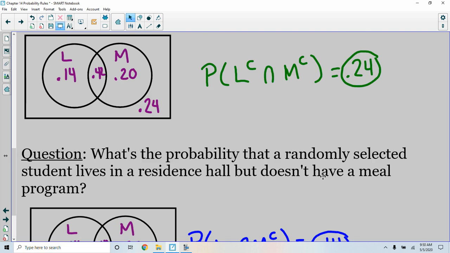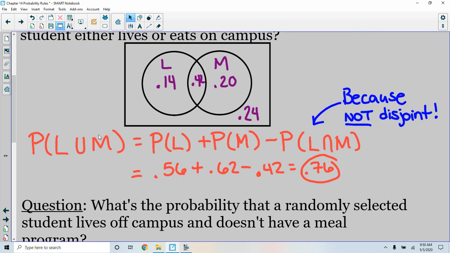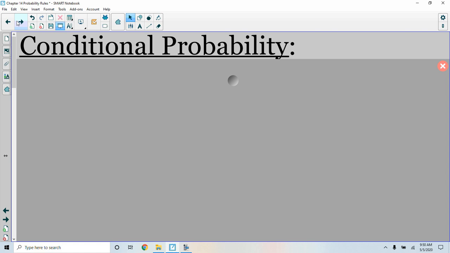Now these second two probabilities were and probabilities. This formula up here goes with an or probability when we don't have disjoint events. And I know I'm going through these fast. I'm trying not to make this a super long video. Just trying to do the best we can here distance-wise.